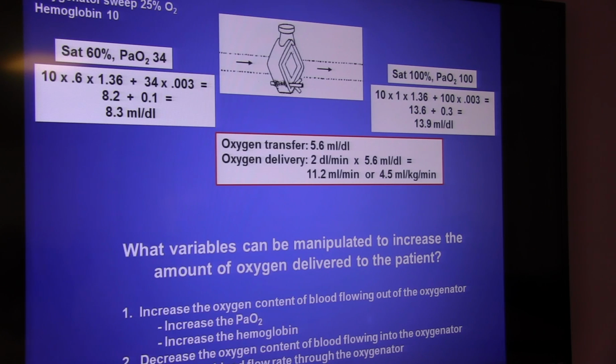And it's interesting, the last two places I've been, we kept everyone at 100%. So really the only way you could improve your oxygen delivery was to change your hemoglobin level.